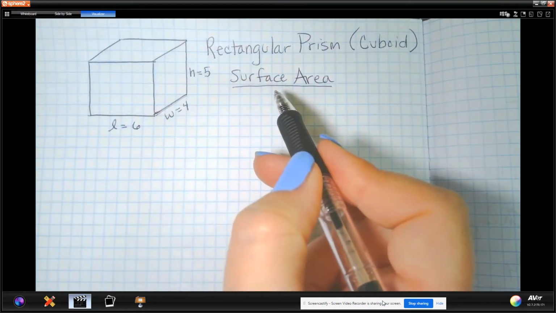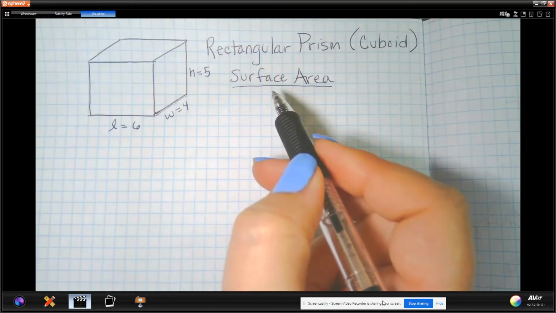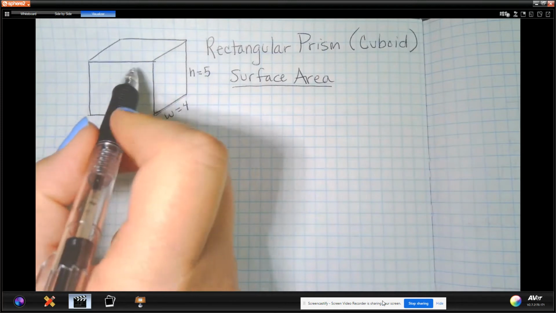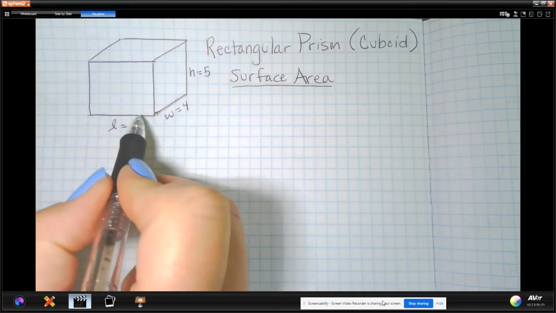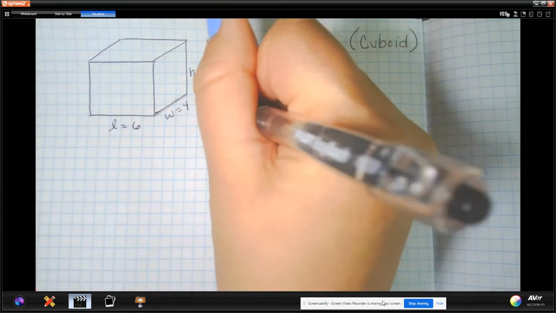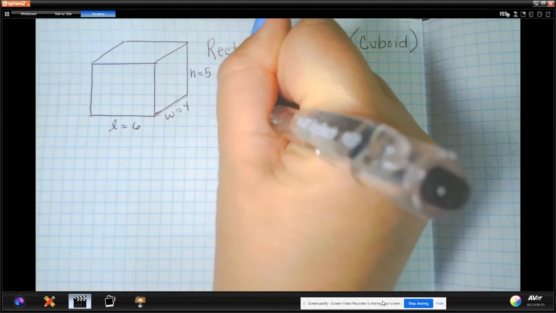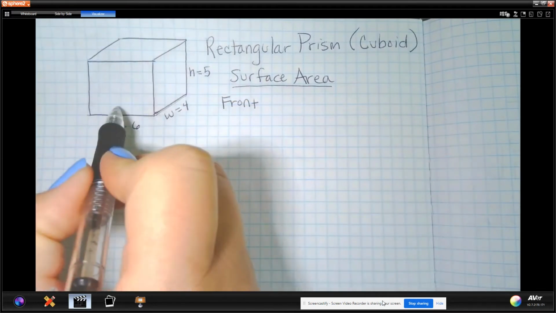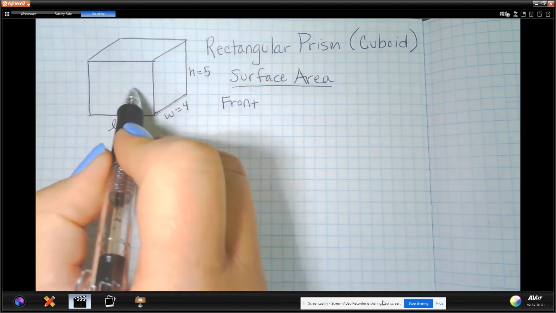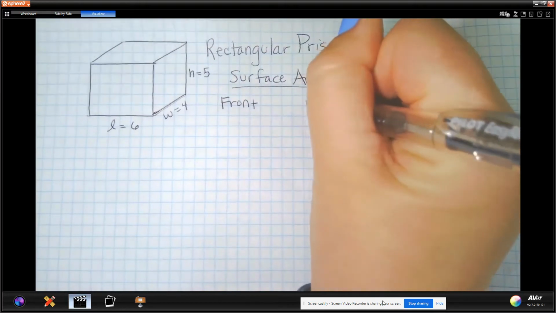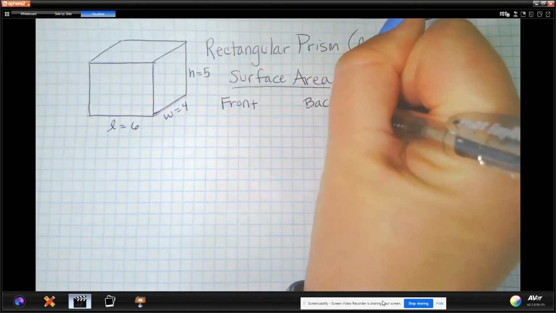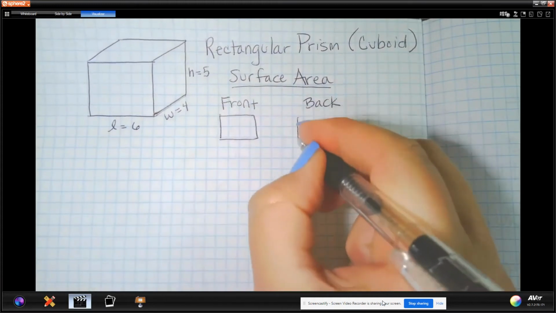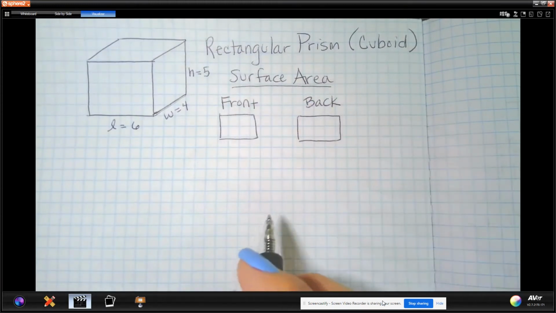So how many surfaces are there? Well, let's count them up and see what we have. I'm going to start with this surface right here. This is the front. This is what I'm looking at. Okay, and the front is also going to match what's in the back. So I have a front and a back. They look like this, little rectangles. And so I can find those dimensions.